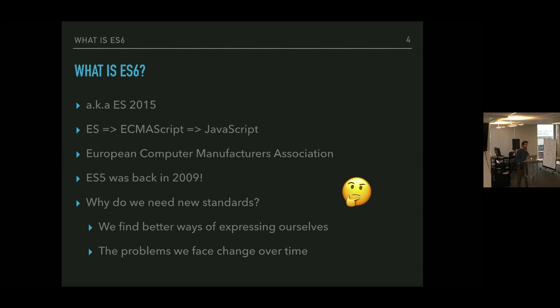Every time they release a new standard for a language, it's called ES something. ES5 was in 2009, and ES6 was in 2015. And that's a big jump in time. So ES6 was a huge, huge new release. People were very excited for it.